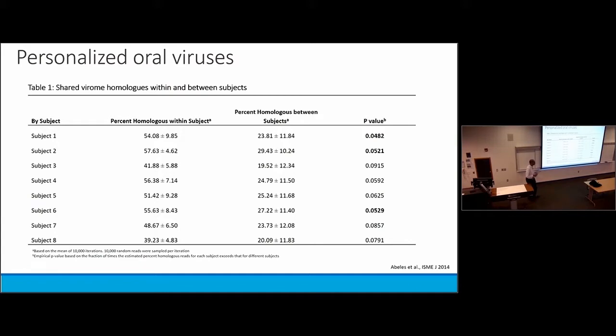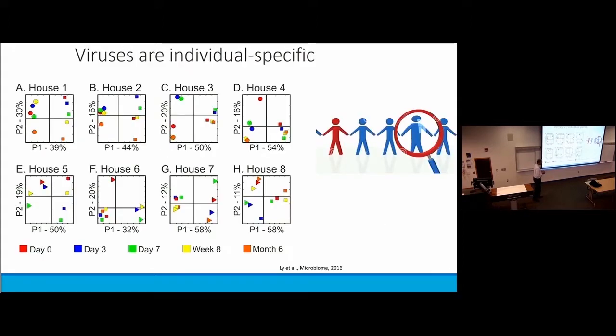And through some of these tests, we can even show that your viruses are individual specific, to the point where some of these reach the level of statistical significance or pretty close to statistical significance, depending on how you do the test.